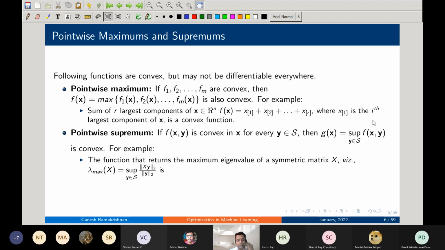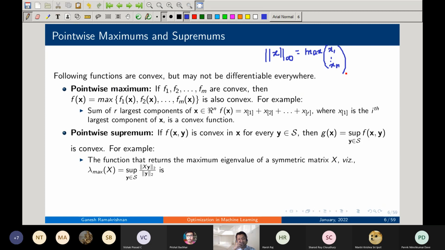These are very critical machine learning instances of these specific properties that we'll show. Okay. So next is pointwise maximums and supremums. The simplest example of this is the infinity norm of x. If you have a vector x1 to xn, the infinity norm basically gives you the max value, which corresponds to the max of x1 to xn.